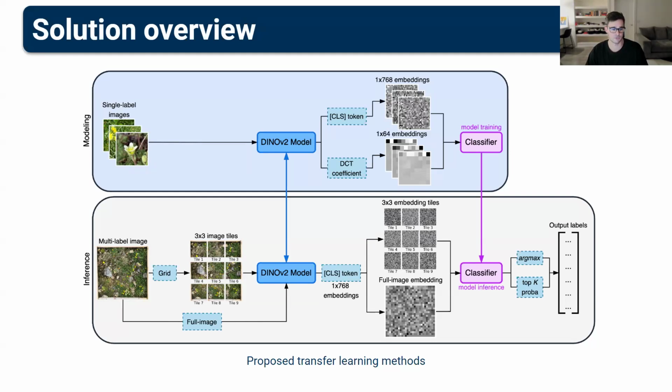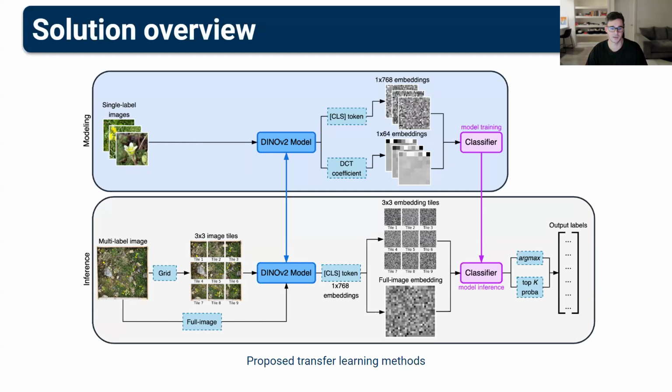And there's also the inference pipeline where we cut a single label into a grid of tiles. As you can see, we have the 3x3 tile grid, and then we also feed those images into the model, and then we do inference on each one of those tiles. But we can also do inference on the entire image. So we ended up doing both.